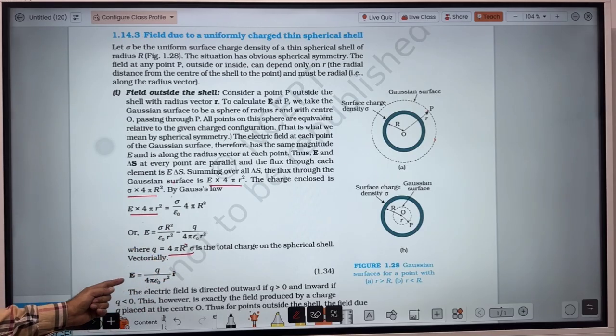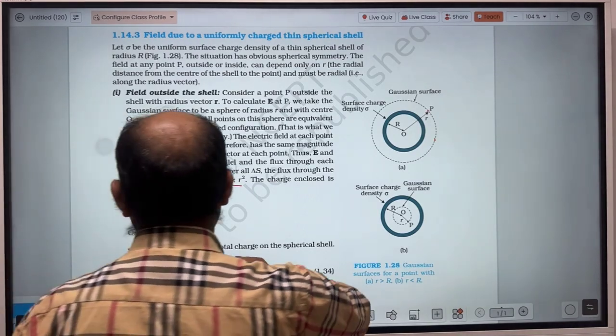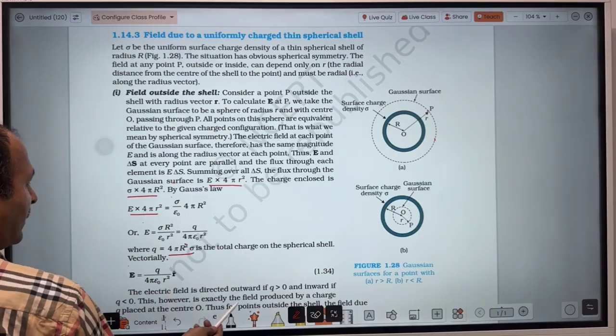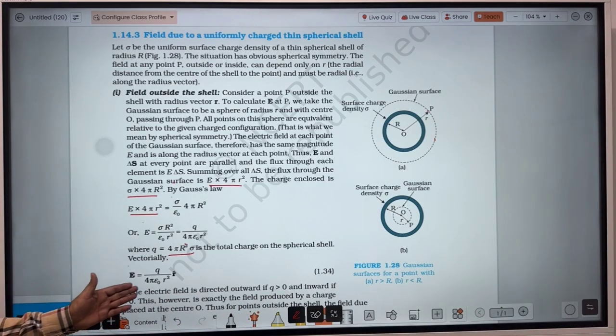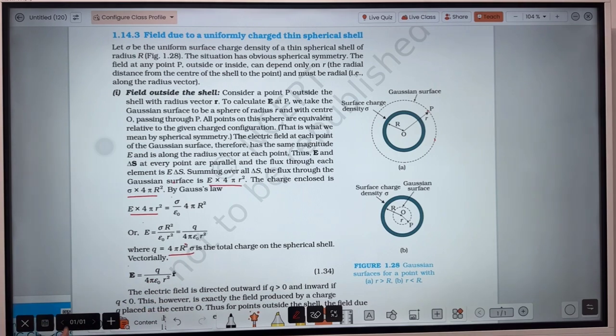So we can say E will be equal to Q upon 4 pi epsilon naught r square, and if we want to write it in vector form, then vector E equals Q upon 4 pi epsilon naught r square r cap. If the charge is positive, the electric field is directed outward if Q is greater than 0, otherwise it will be inward in case of negative charge. So this is the relation that we have got.